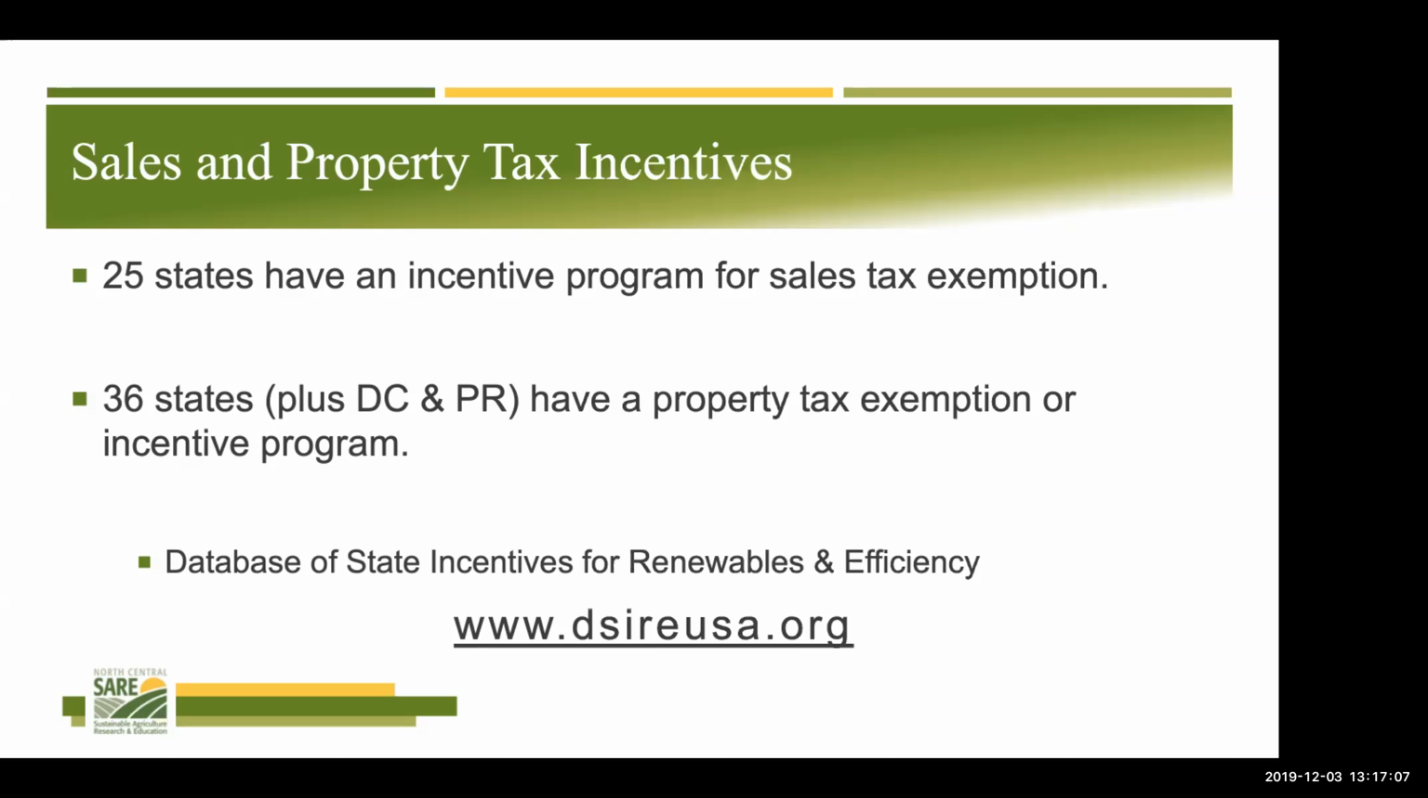So as we think about sales and property tax incentives, I'm going to point to this DSIREUSA.org website. It's operated with Department of Energy funding by North Carolina State University. This is an outstanding resource to look up state-specific solar incentives and policy. Basically, if you look nationwide, 25 states have some type of a sales tax exemption program, and 36 states have some type of a property tax exemption program.